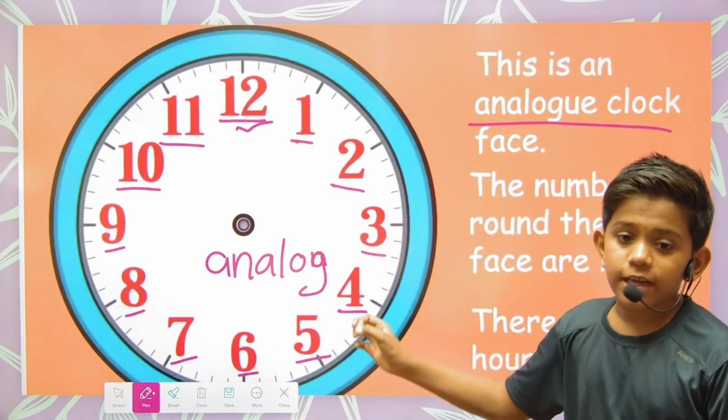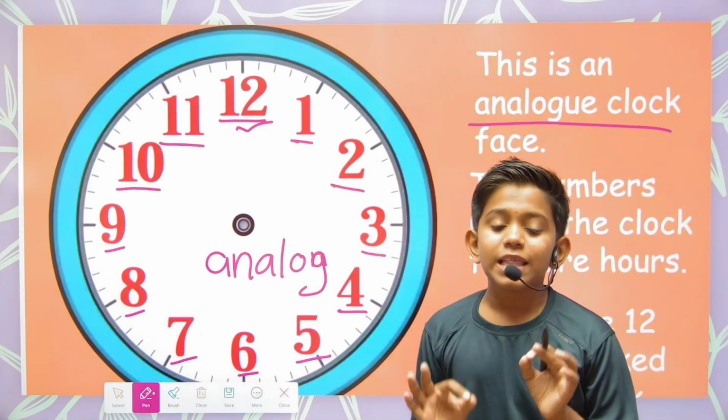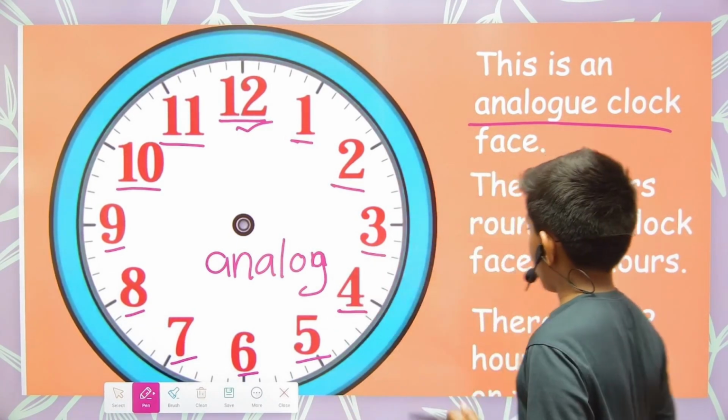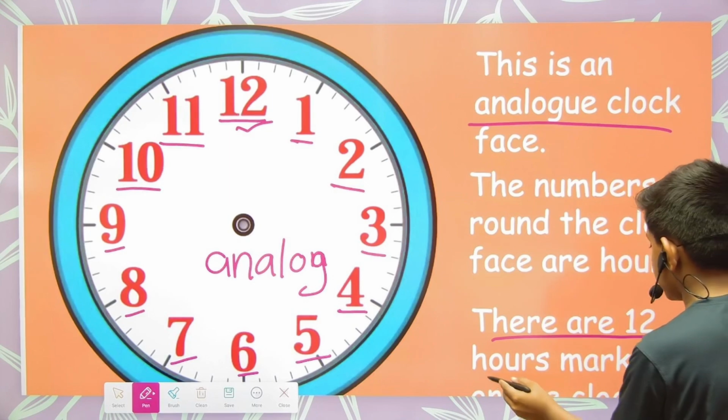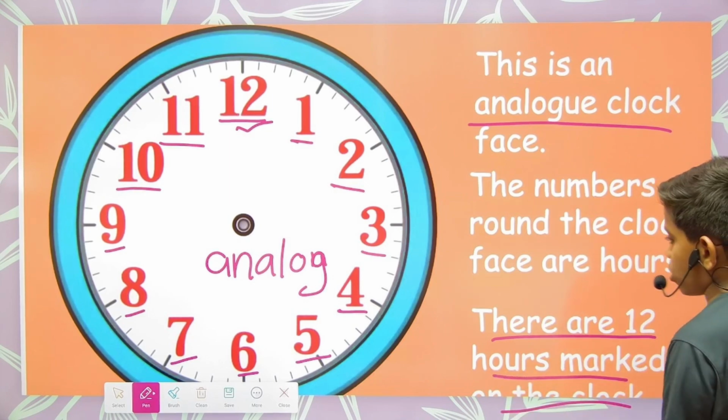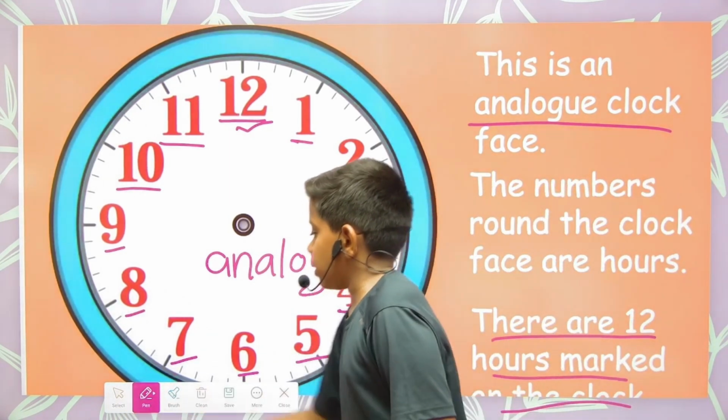By this, what can we understand? There are 12 hours in our clock. There are 12 hours marked on the clock.